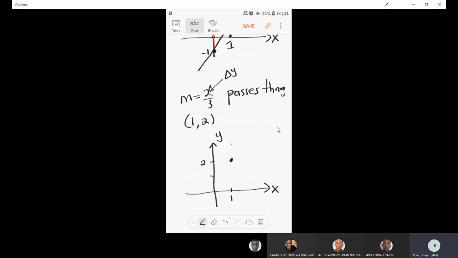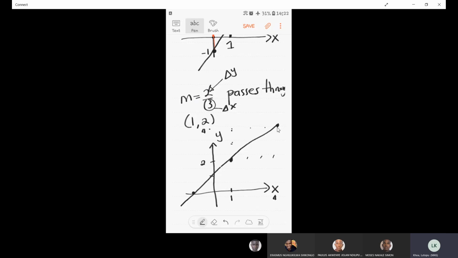So I go 1, 2. So this number here will be 4. And then the denominator, this is my delta x. So I will go 3 units to the right. So I have 1, 2, 3. So I will end up at 4. So that's here. So first you go 1, 2, 1, 2, 3 there. So this is the point. Then you take your ruler and connect them like that.